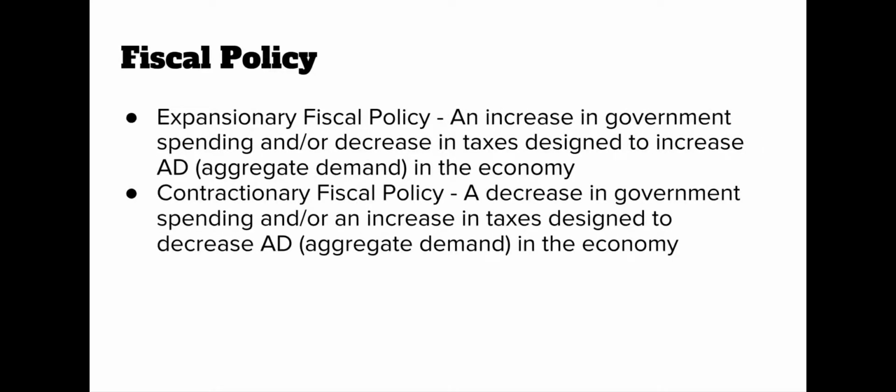And in looking at fiscal policy, you really have two types of fiscal policy. You have expansionary and contractionary. Think expansionary, you're trying to expand the aggregate demand, okay, or expand the economy. It's an increase in government spending or a decrease in taxes designed to increase that demand. Okay, you can do both, but spending is going up, taxes are going down.